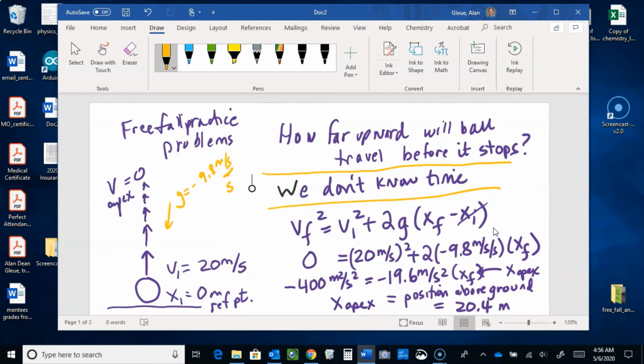So we have to square that, put it on the other side, and then we want to solve for x sub f, which we're calling this apex final position. We end up getting about 20.4 meters as a position above the ground. Now in some books or websites they might exchange y for x because we're dealing with vertical motion. Not a big deal. So we're saying really that this object will go up 20.4 meters above the surface of the ground.